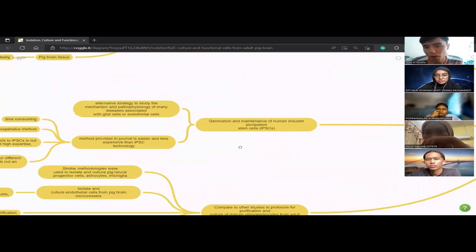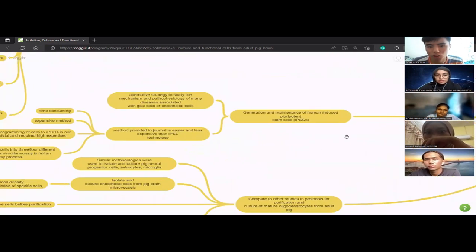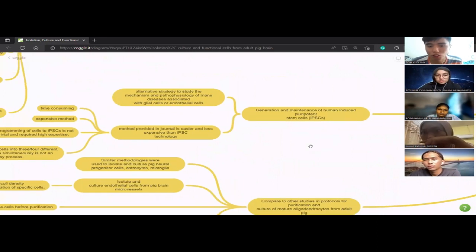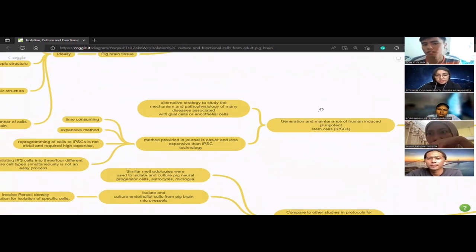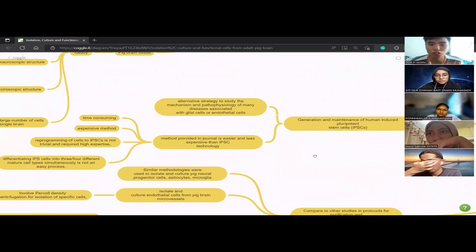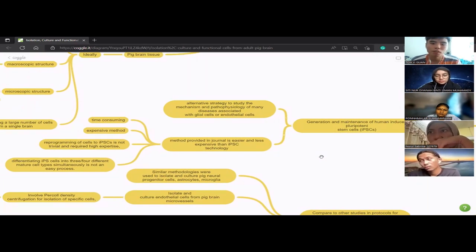And then the second part of the discussion is about another technology, which is the generation and maintenance of human induced pluripotent stem cells, iPSCs. So what is this technology? It's actually an alternative strategy to study the mechanism and pathophysiology of many diseases associated with glial cells or endothelial cells.